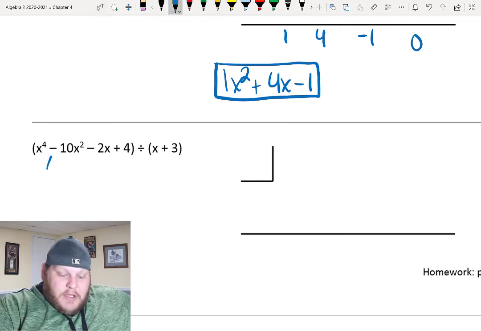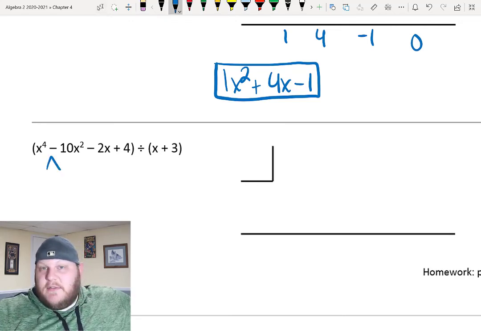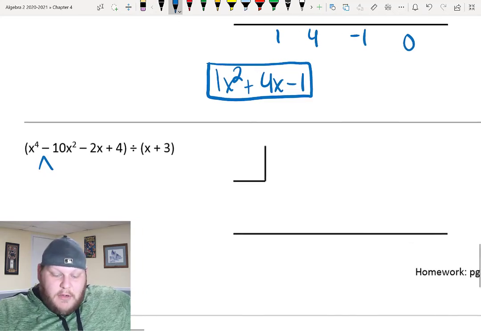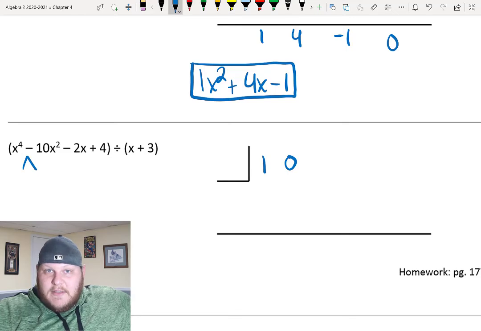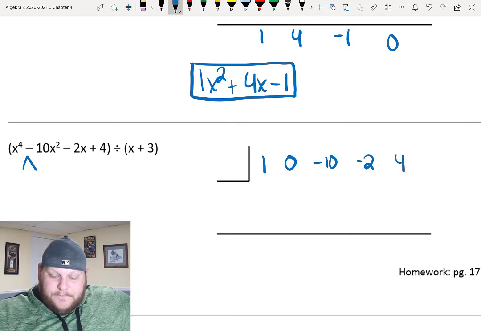So here we notice that I don't have an x cubed value in there. I go from x to the 4th to x squared to x and to my constant. So when I write out my coefficients, I have to put in a 1 for my x to the 4th, a 0 for my x cubed, negative 10x squared, negative 2x, and then positive 4.